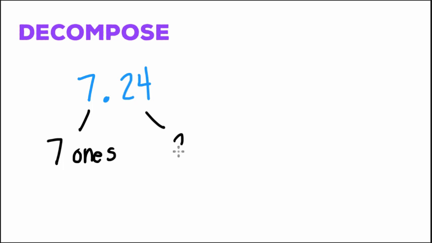decompose means. When I think of what decompose means, I think of zombies and how they break down, right? When we think of decomposition, it's the point at which something breaks down, and the same thing goes with numbers. What does that mean? Well, in this case, we can take a simple number like 7.24 and know that this means 7 and 24 hundredths. So to break it down, we can say that this is 7 ones and that this is 24 hundredths.